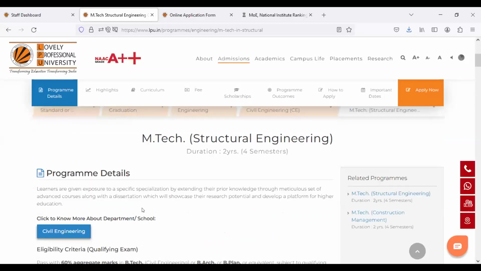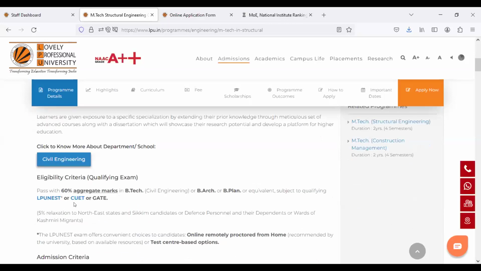And the eligibility for the MTech Structural program is that you should have 60% aggregate marks in BTech Civil Engineering or BTech Architecture or B Planning. So we consider either of these degrees. If you have done BTech Civil, then it's okay. If B Architecture, then the percentage should not be less than 60%.